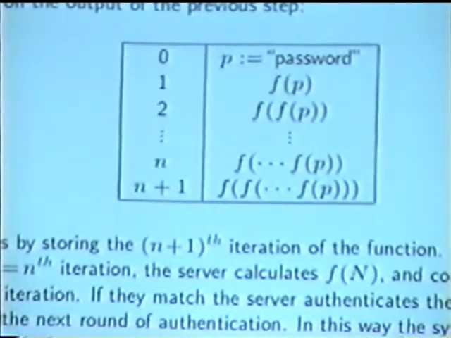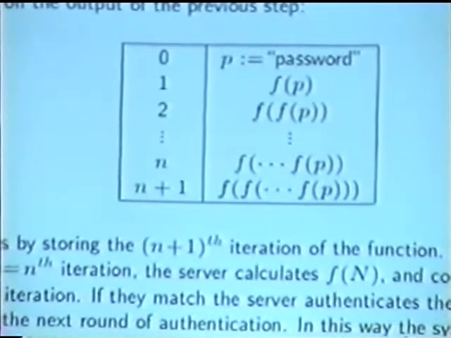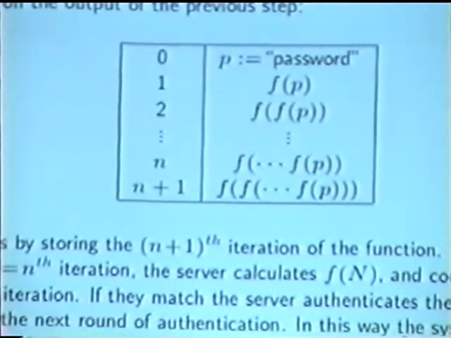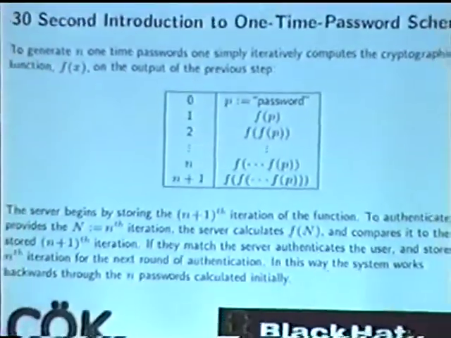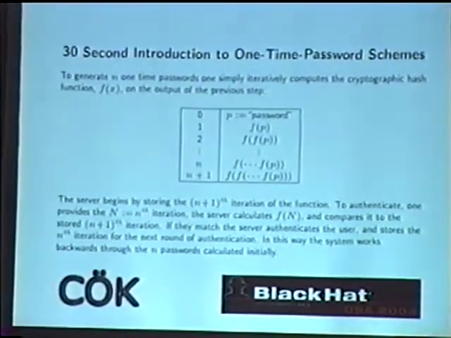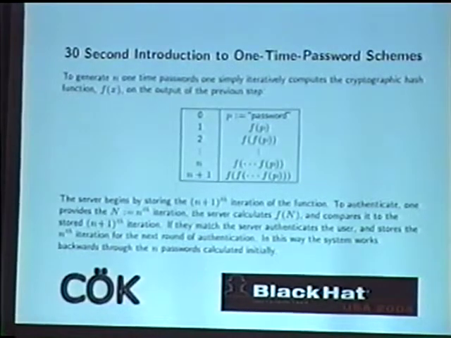To authenticate, the server has the n plus one iteration. You hand it the nth iteration. The server applies the cryptographic hash function once and compares, because that will be the n plus one term. If they're the same, it authenticates. If not, it drops you or does whatever it has to do. Okay? And you work backwards through the password list.